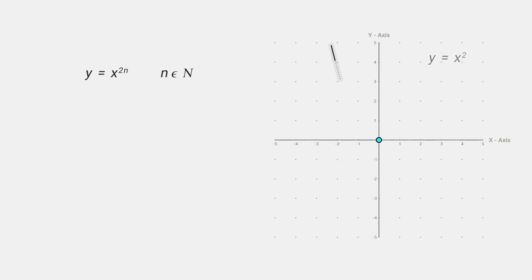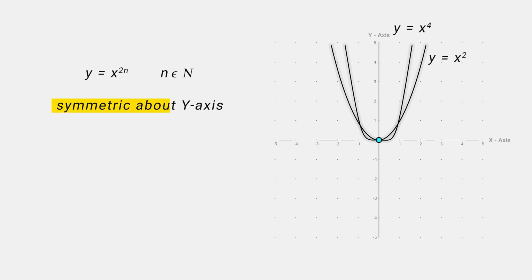And when the power of x is even, then the graph is symmetrical about y-axis. Also, the graph of x square is above the graph of x raised to power 4 in interval -1 to 1 and below in interval -infinity to -1 or 1 to infinity.